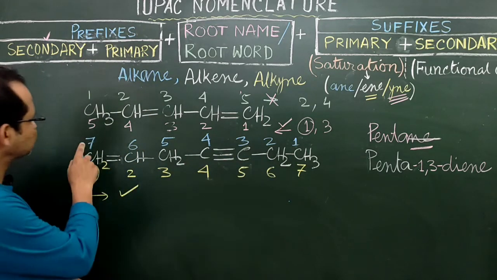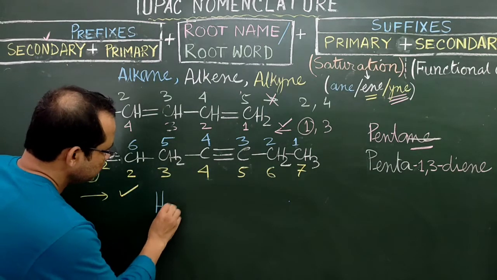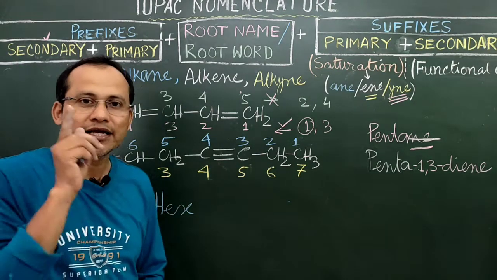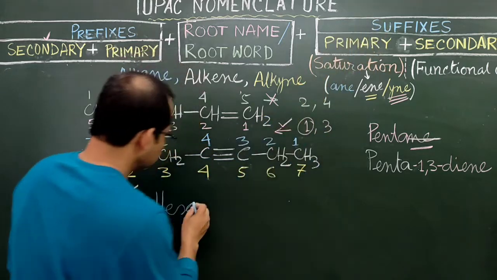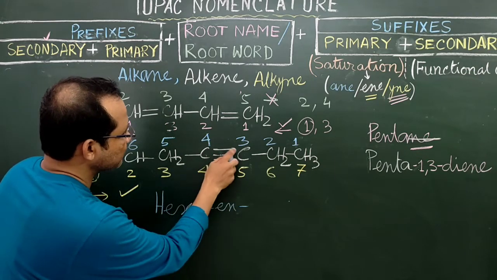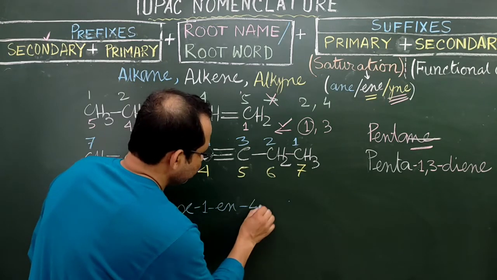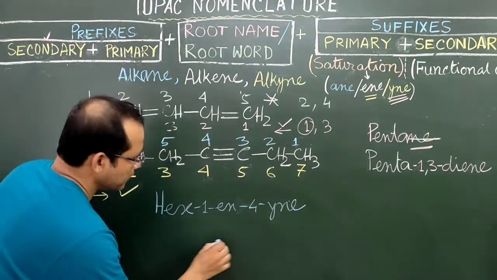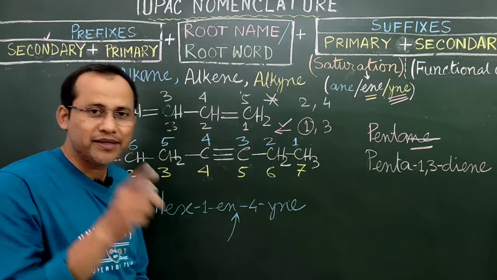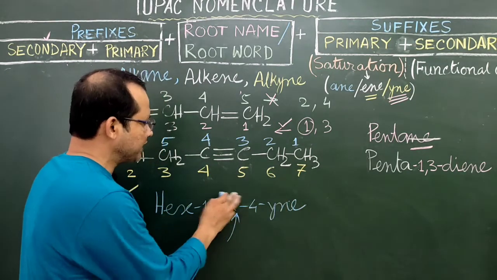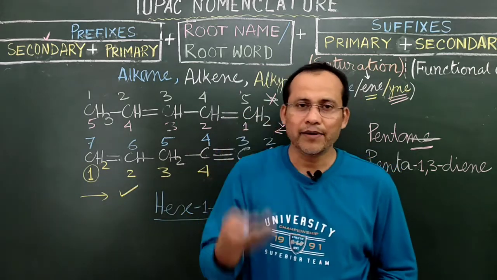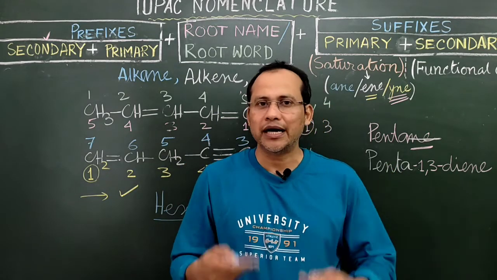Now since it is a 6-membered chain, the name will be hex as root word. Now this is to be mentioned as the secondary functional group as suffix, so it will be 1-en. 4 is the position of the triple bond, so it will be 4-yne. Now in this, one new thing is there in this position, since simultaneously we are mentioning the double and triple bond, in that case, this e is not written.